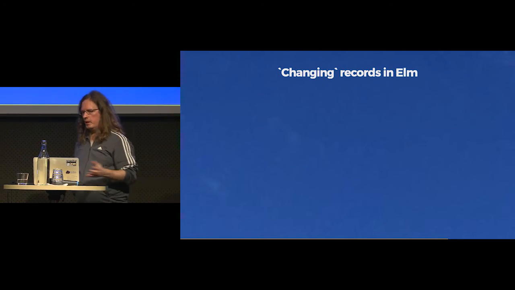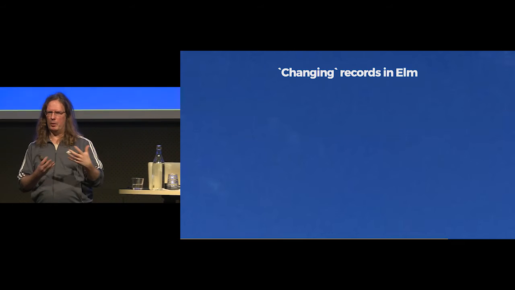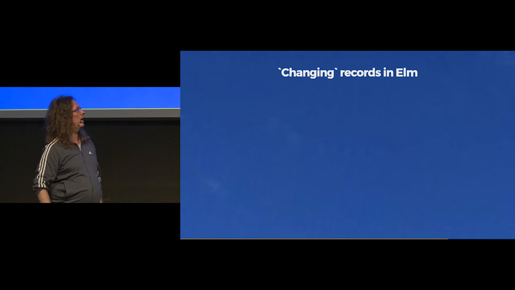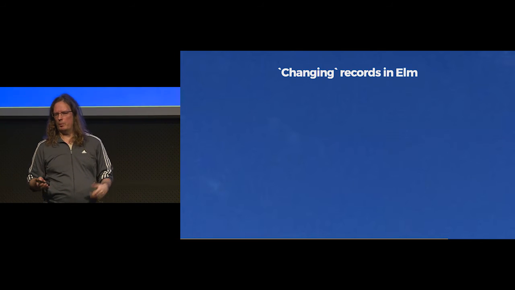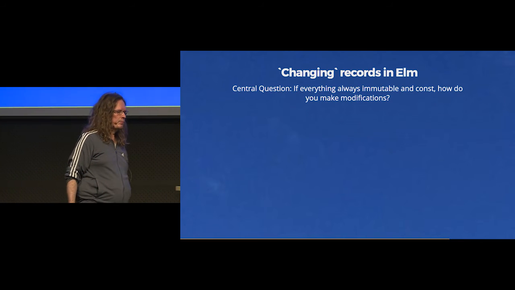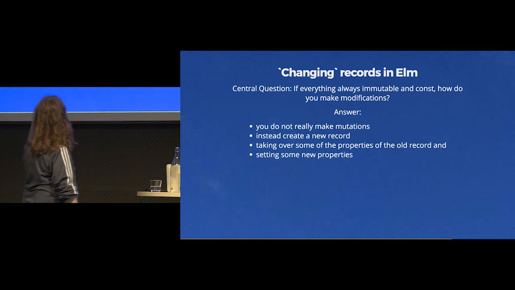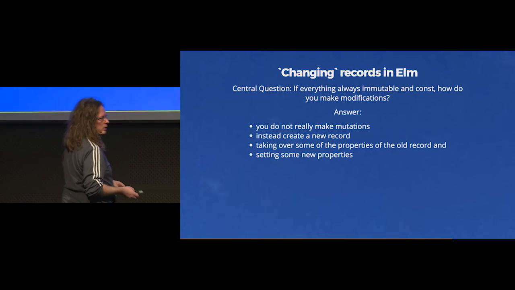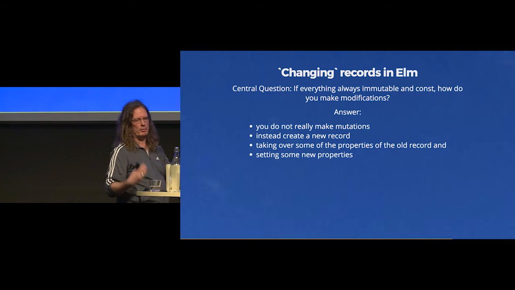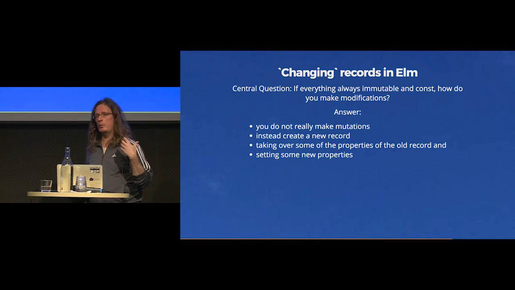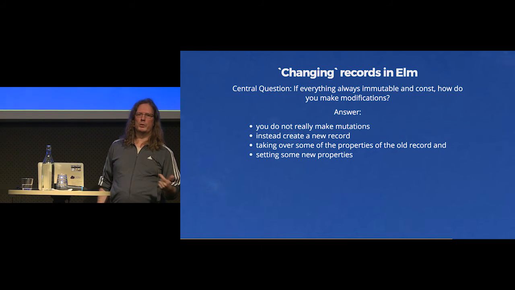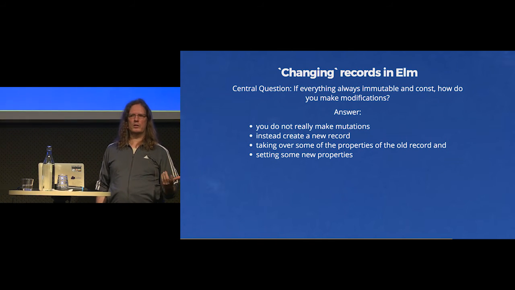But how do you do it in Elm? I mean, I said you can't change anything, but that probably sounds weird. If your program doesn't evolve over time, it's probably meaningless. So how do you do it in Elm? The answer is you don't do mutations, but instead you make copies. You make a copy of one record, which is like an object, and you take over most of the properties or some of the properties and you change some others. A lot of people do it in JavaScript as well. And I think many people do it in Java, but I'm not quite sure.